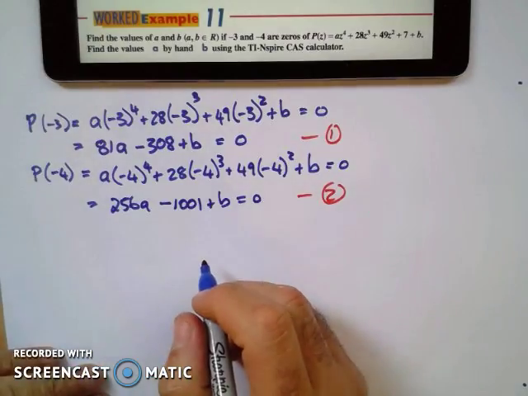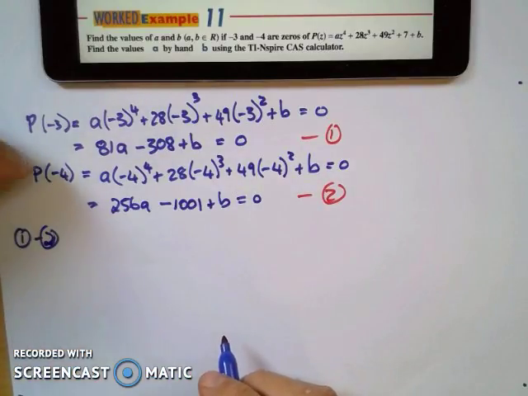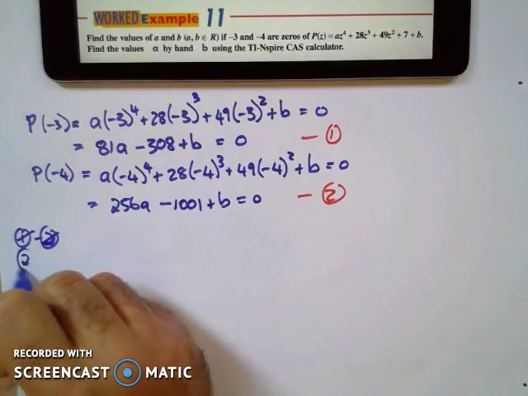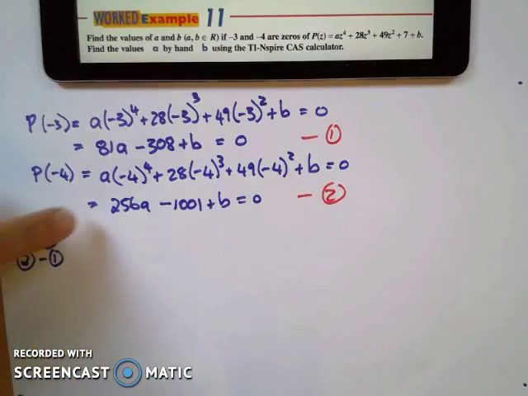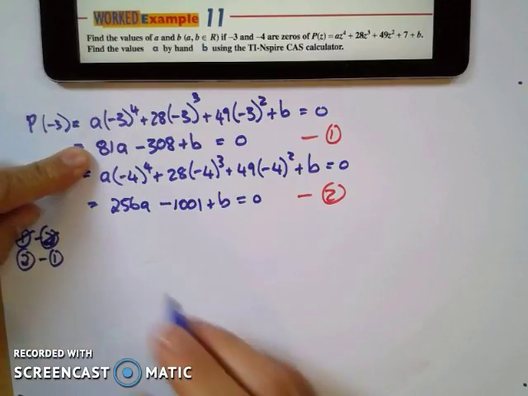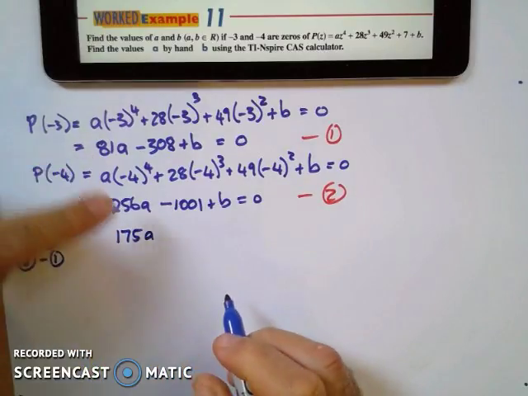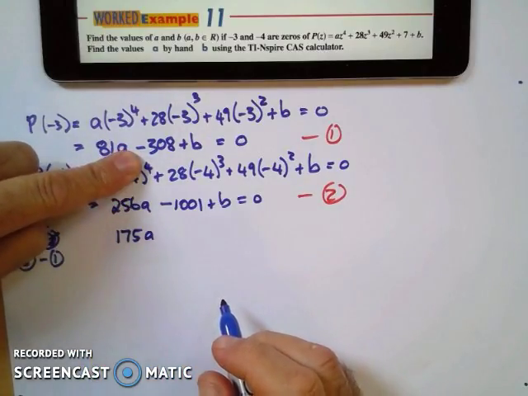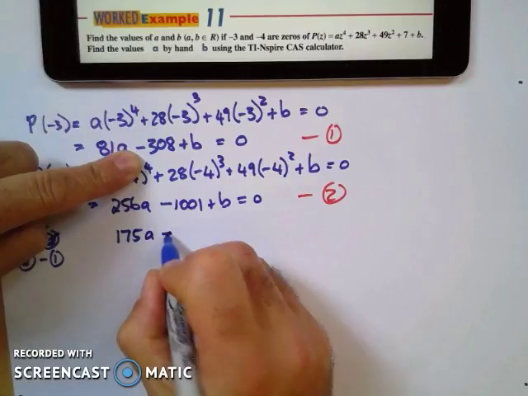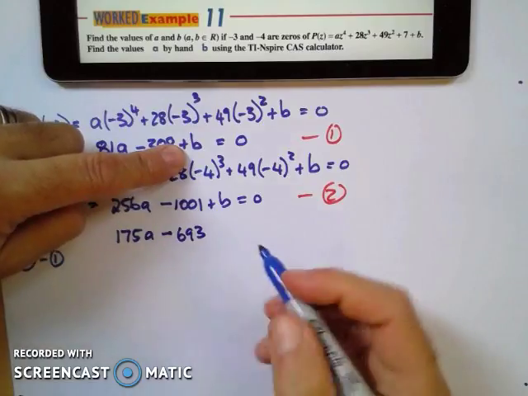Or I can write them underneath each other and say, if I take 1 and I subtract 2 from that, what's going to happen? Or let's do it the other way around, just to make it easier. I'm going to take 2 and subtract 1. So I'm going to say 256, take away 81, and that will give me 175A. Minus 101, take away 308, take away negative becomes positive. That will give us negative 693. And then B, take away B is 0.